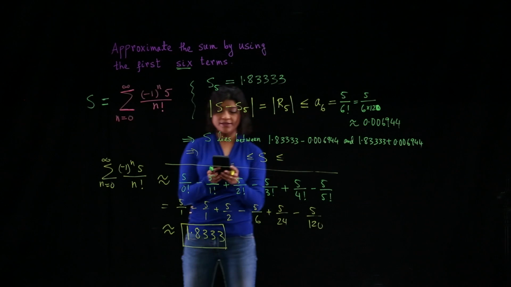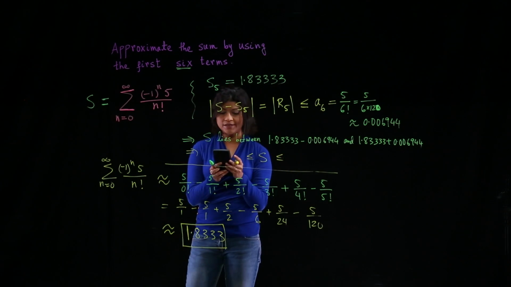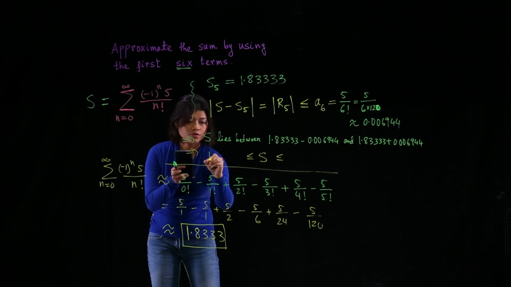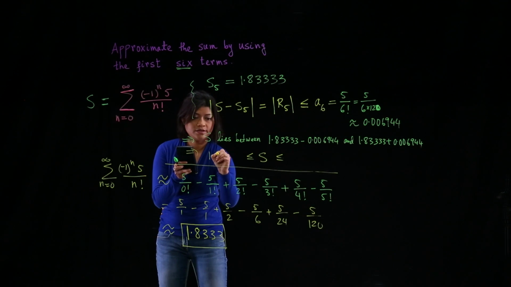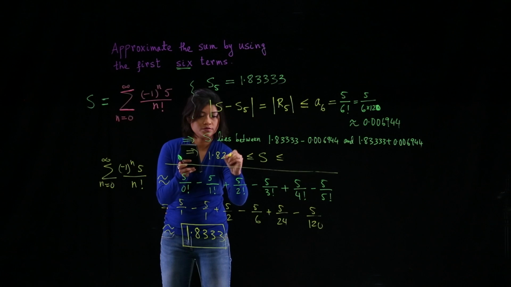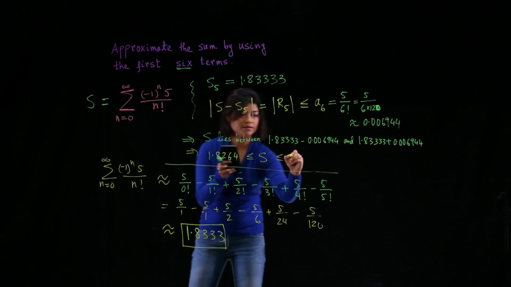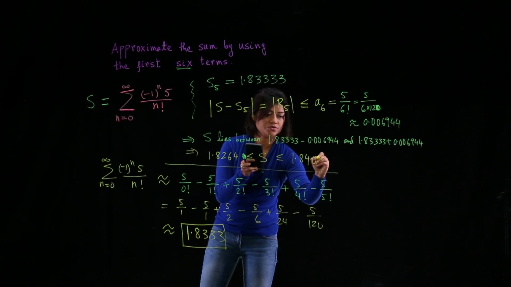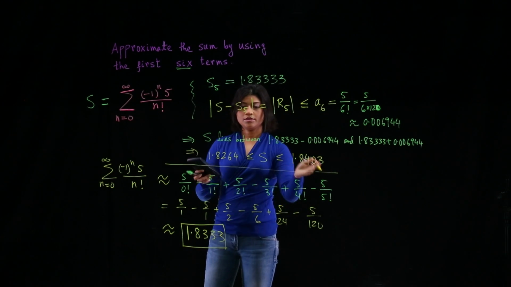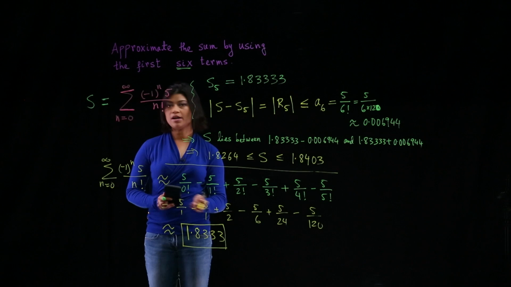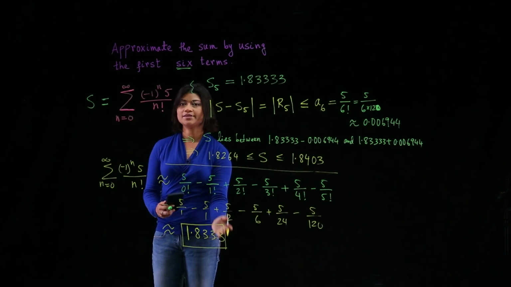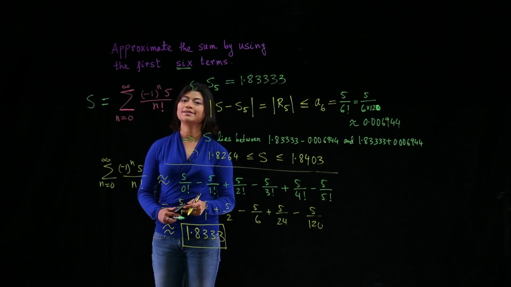So let's plug them in your calculator and you see that the exact sum S will lie between 1.8264 and 1.8403. So we have our approximate sum and we also know how accurate that sum is compared to the exact sum.